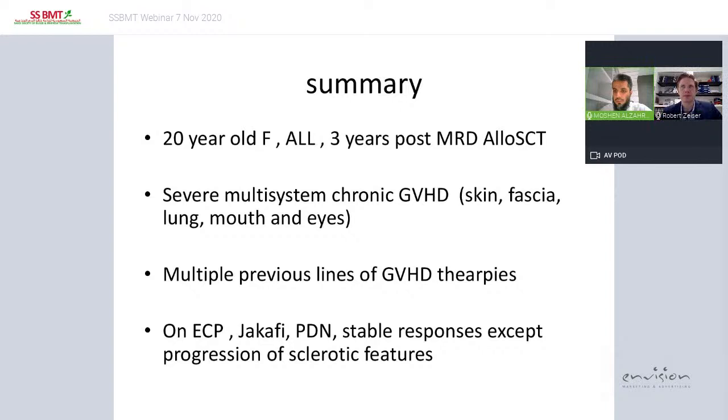Yes, that is something that has been discussed. It has a lot of toxicity, of course. And it was a match-related donor that you have here. The question is, do you have another matched-related donor? Because in match-related donors, you would already expect that the alloreactivity is not so extremely high as compared to an unrelated donor, for example. But of course, this is an option, and it has to be discussed.